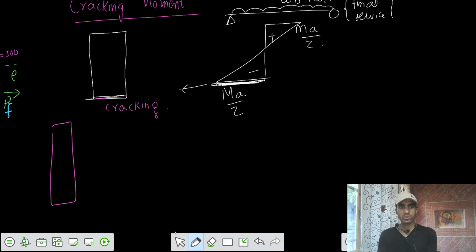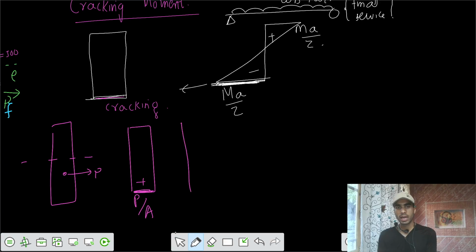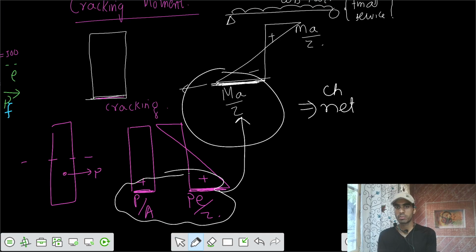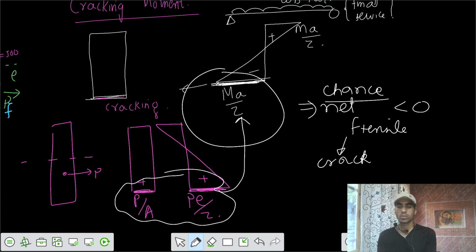We apply that prestress force at some eccentricity such that it develops compressive stress at the bottom, and its eccentricity also develops compressive stress at the bottom, that's Pe by Z. So because of these two, that is because of the P and its e, it tries to counteract the effects of those tensile stresses at the bottom. But there is a chance that the net value can still be less than 0. That means the net value can still be tensile. So there's a chance that cracking is going to be developed.